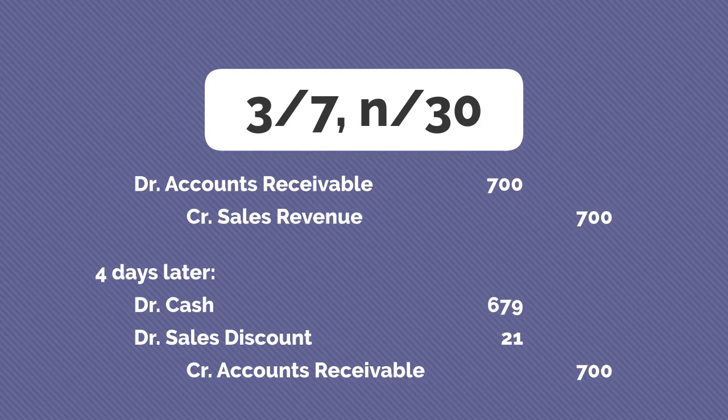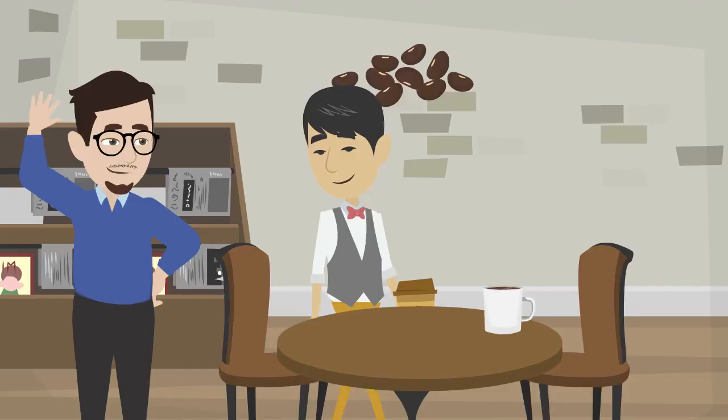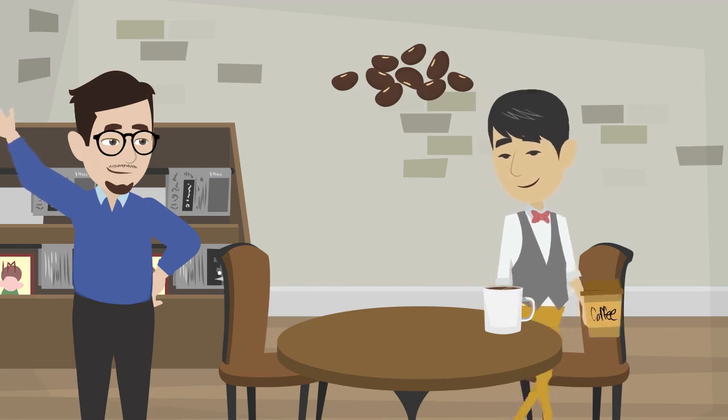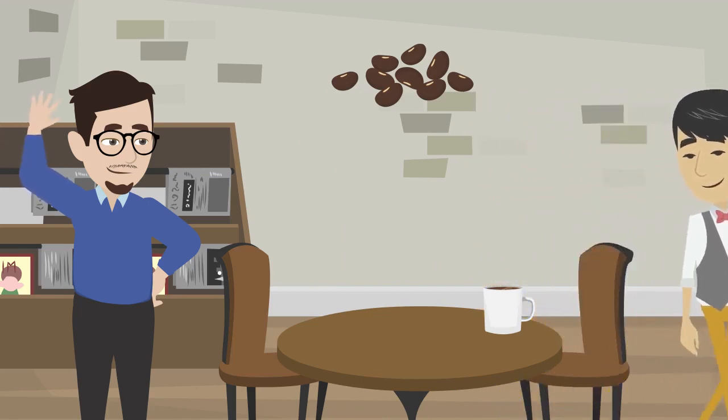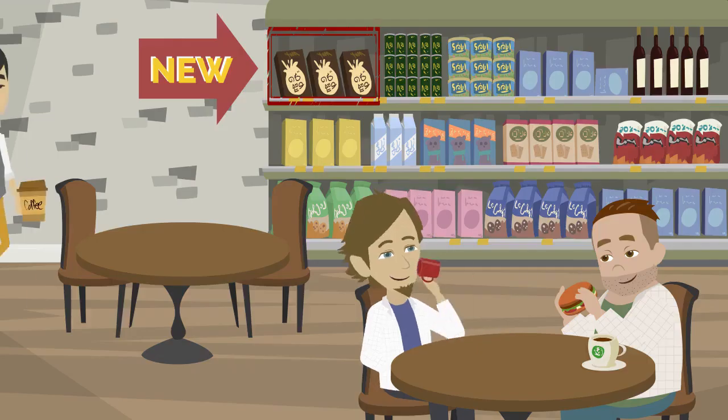Because the conference organizers pay within the discount period, they will receive a $21 discount, which is 3% of the $700 original price, and will only need to pay $679.